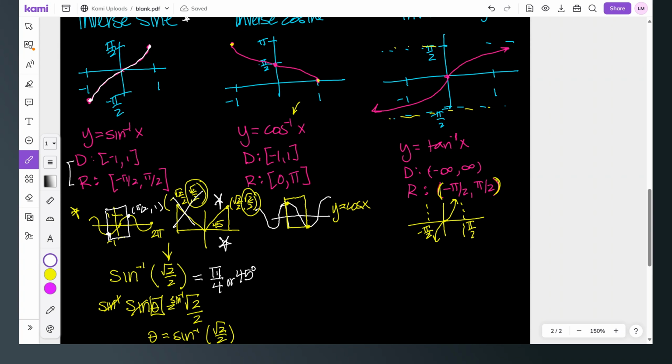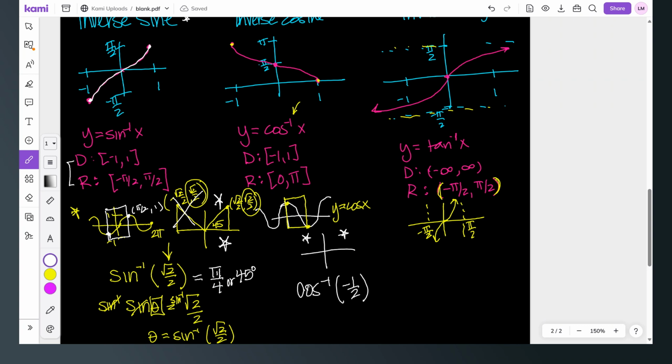Cosine is defined for the range between 0 and pi, which means quadrants 1 and 2. So if it asks for cosine inverse of negative 1/2, I know I could be in 2 or 3 because cosine's negative in those quadrants, but I'm not going to be in 3 because cosine is defined in 1 and 2. Positive values will be in 1, negative values in 2.